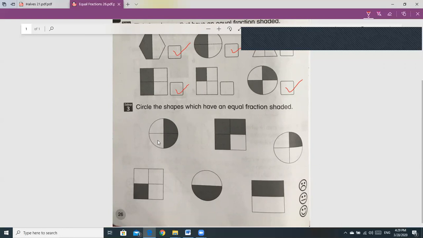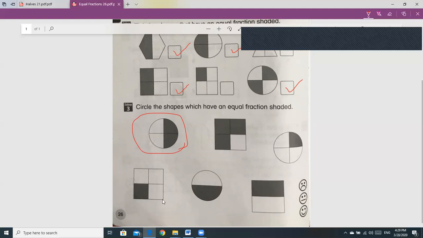Here, we have 2 uncolored and 2 colored. Is this an equal fraction? Yes, miss. Okay, here, we have 3 colored and 1 uncolored. Is this an equal fraction? No. Why no? Because when I color 2, I have to leave 2 uncolored. So it's wrong. It's not an equal fraction. Here, I colored 1 and leave 3. Is this an equal fraction? No. Because I colored only 1 and leave 3. They are not equal. Here, I colored 1 also and leave 3.